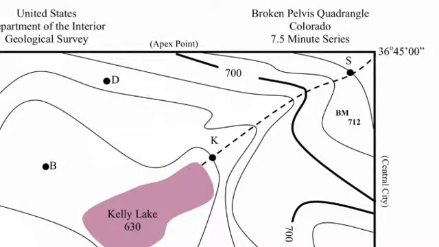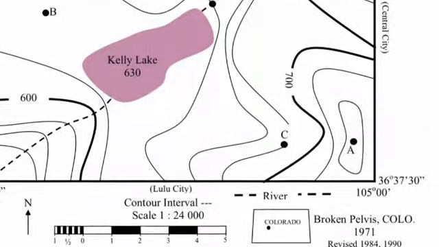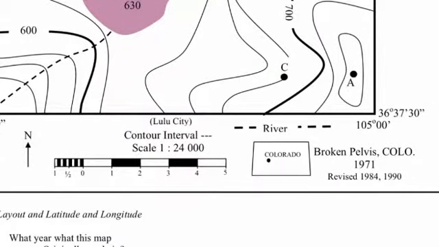Alright guys, here's a walkthrough tutorial on how to complete the Broken Pelvis worksheet that we had for review. Looking at question number 1, it says what year was this map made, when was it originally made, and when was it revised. All that information is always given in the lower right hand corner of any topographic map. So the year that it was made was 1971, and then it was revised in both 1984 and 1990.